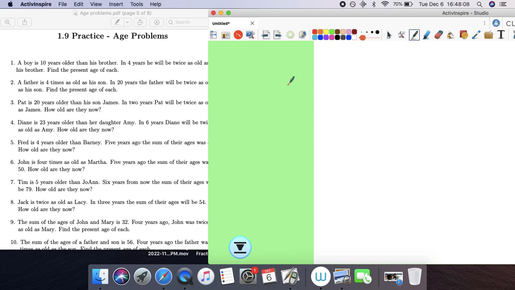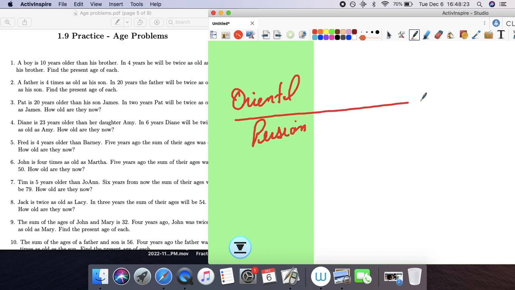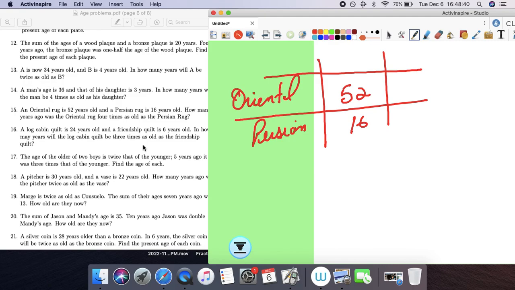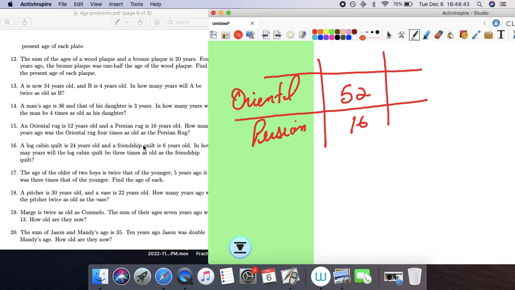An Oriental rug. What do they use the word? It's 52 years old, and the Persian rug is, so let's call it Oriental rug. Jeez, who uses that word anymore? And a Persian. So right now it says that the Oriental is 52 years old, and the Persian is 16 years old. Let's see if I can scroll down. I can. 16.